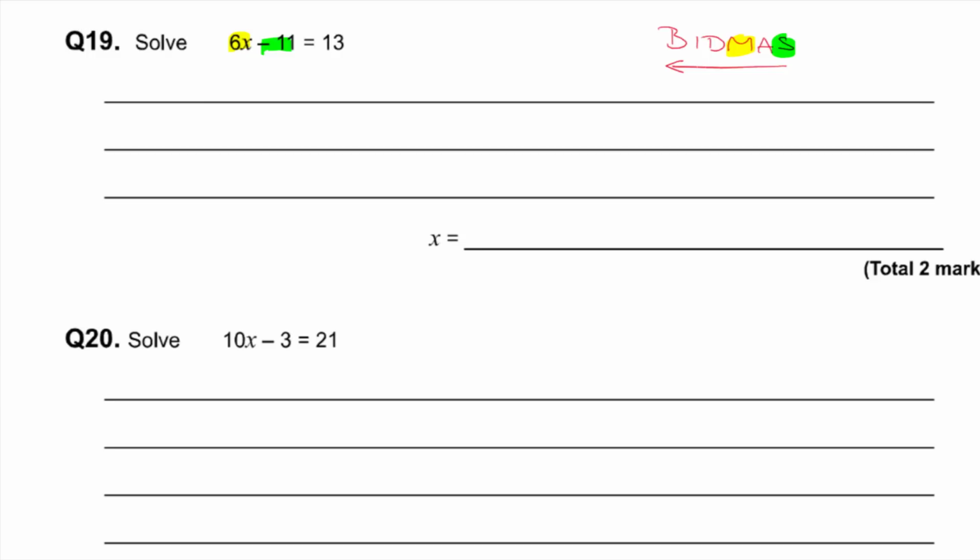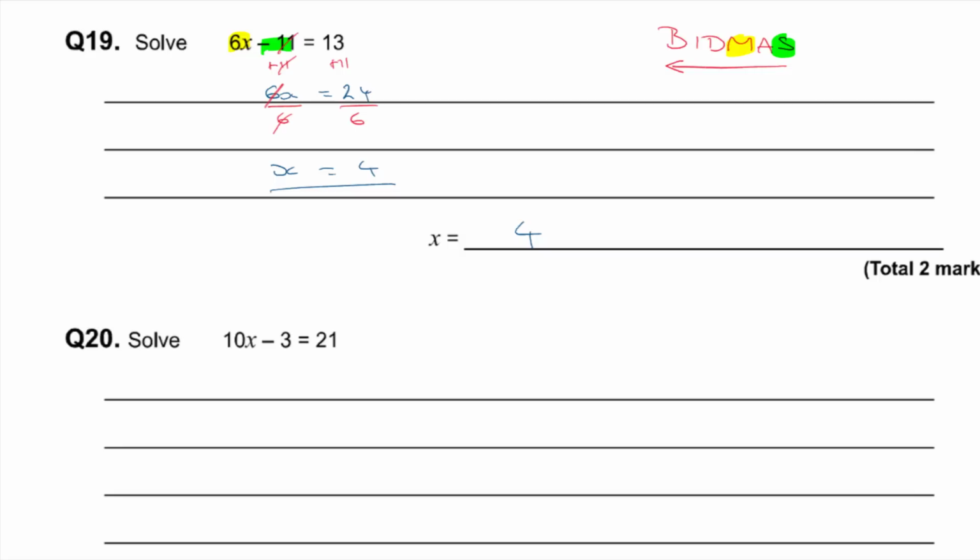So if we're multiplying by 6 first and then subtracting, to get back to x I have to do the opposite of that. So rather than subtracting 11, I'm going to be adding. I'm going to add 11 first to both sides. That will cancel with that, leaving me with the 6x. On this side, 13 plus 11 is 24. And then the next thing we're going to do is get rid of that 6 in front of the x by dividing both sides by 6. That'll cancel, leaving me with the x. And then 24 divided by 6, that is 4. So x is 4 as a solution.